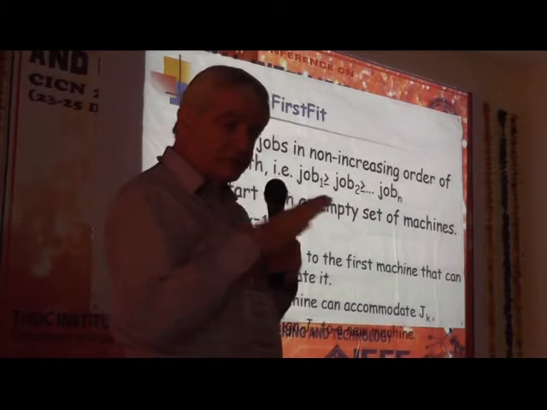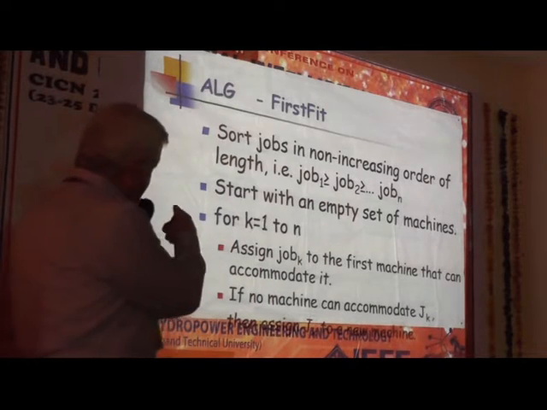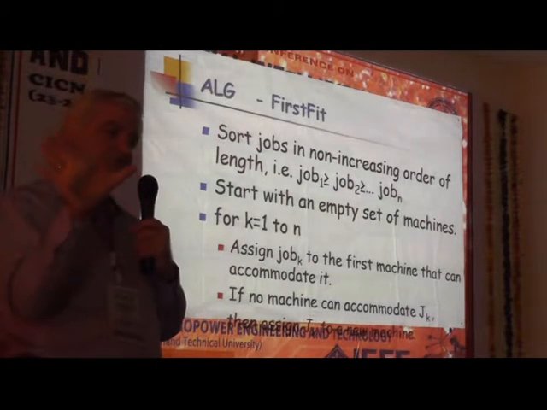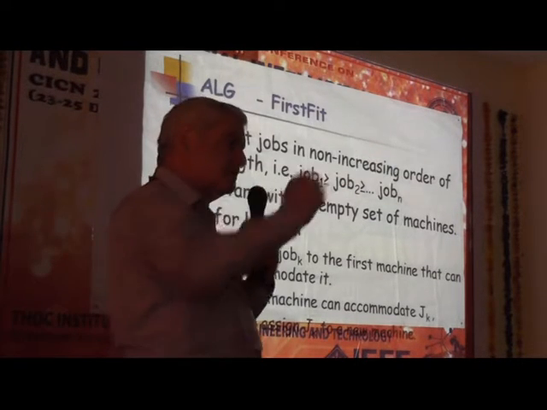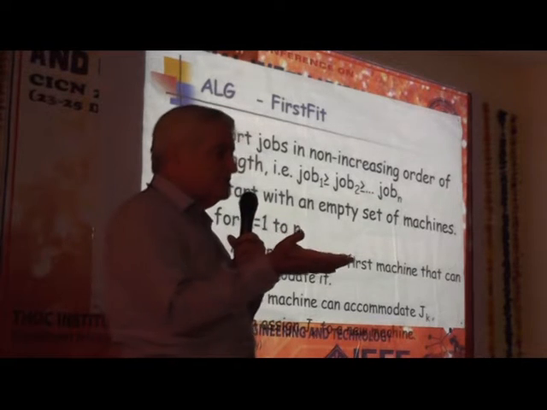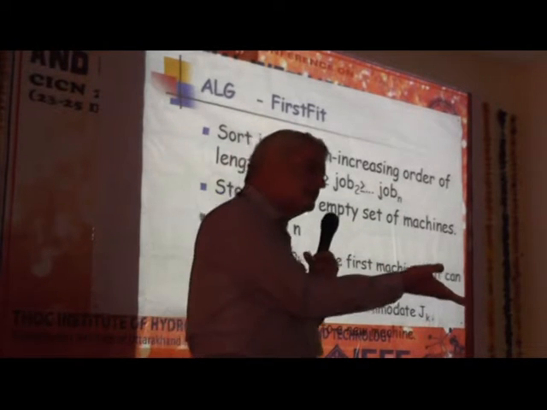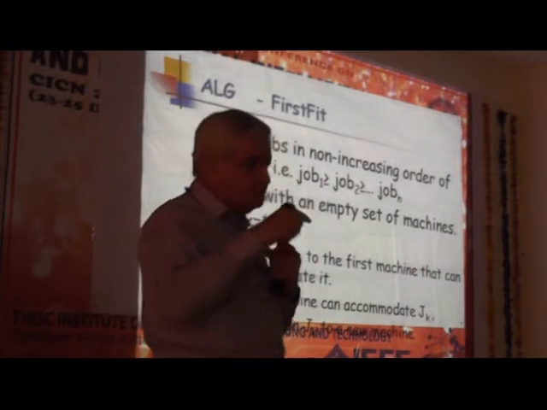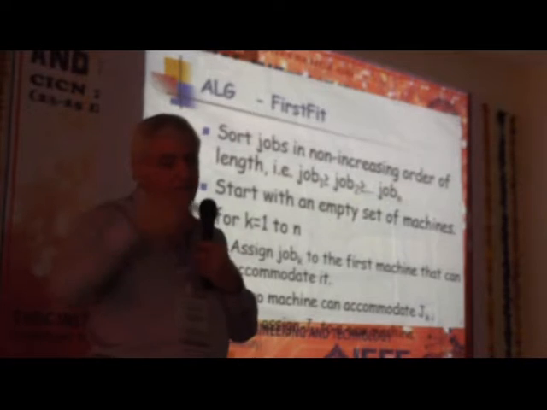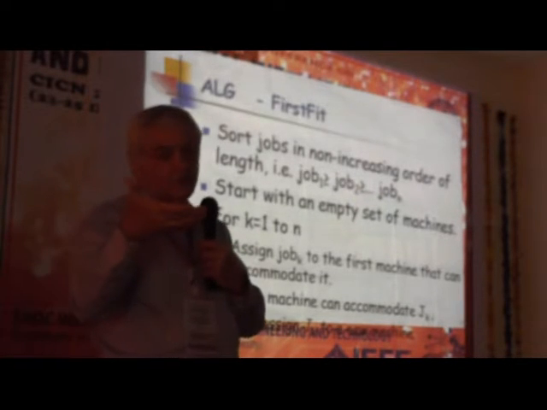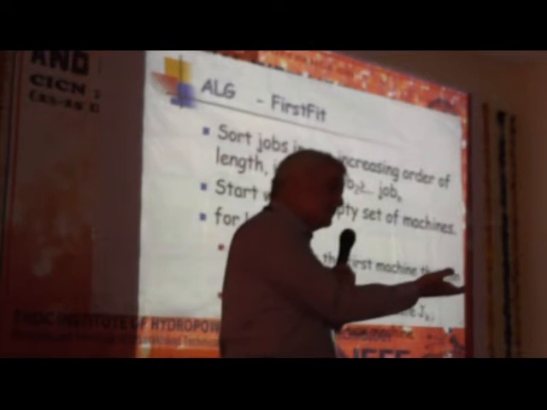Take the jobs. The jobs are given. It's not online. Sort the jobs. Job 1 is the longest one. Job 2 is the second longest one. Job 3, job 4. Now, greedy. Job 1 goes to machine number 1. Job 2: if I can put it in machine number 1, I put it in machine number 1. If not, I open another machine, machine number 2. And remember, each machine can do at most G jobs at the same time. And then I get the next job, and the next job. For each job, I try: can I put it on the first machine? Yes. No. Can I put it on the second machine? Yes. If no, I go to the third machine. That's it.